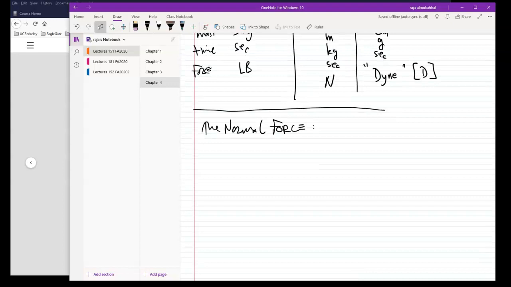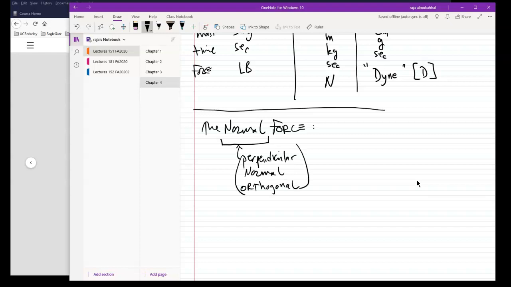So what is a normal force? The word normal, in mathematics, means perpendicular. I don't know if you know that or not. There are three words that describe the word perpendicular: normal, perpendicular, and orthogonal. It's kind of nice to remember them. Those words all describe perpendicular. So a normal means perpendicular.